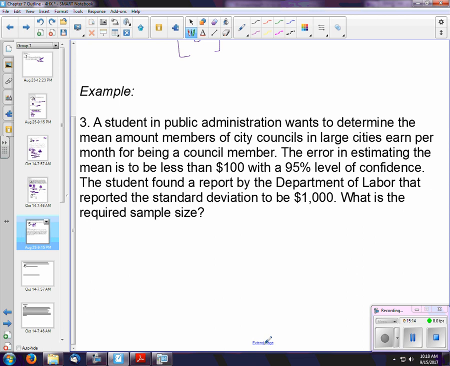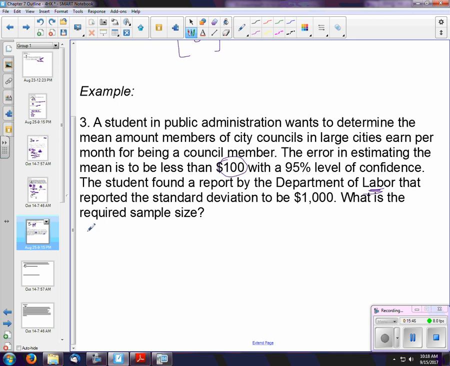A student in public administration wants to determine the mean amount members of city councils in large cities earn per month for being a council member. The error in estimating the mean is to be less than $100. So in other words, you want to be accurate within $100 at a 95% confidence level. The student found a report by the Department of Labor that reported the standard deviation to be $1,000. Department of Labor is a big overseeing body, so you may consider that to be population standard deviation.